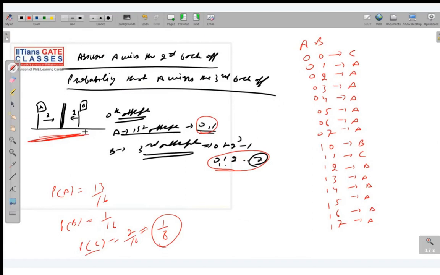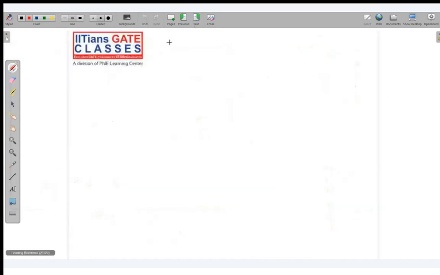And now see this another beautiful point, that if A wins the first back off, then the probability that A wins the second back off is more. Then the probability that A wins the third back off is even more, and so on. It is increasing. Okay, this is known as capture effect. Let me tell you that thing. Take snapshot. I will jump to the next slide. Done, sir. Okay, capture effect.